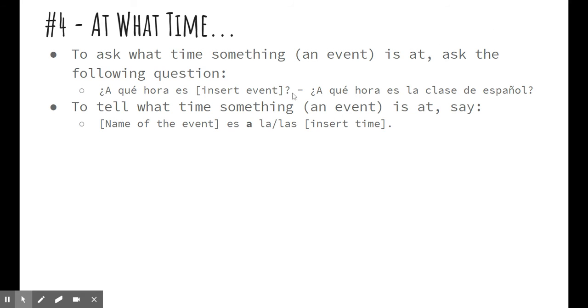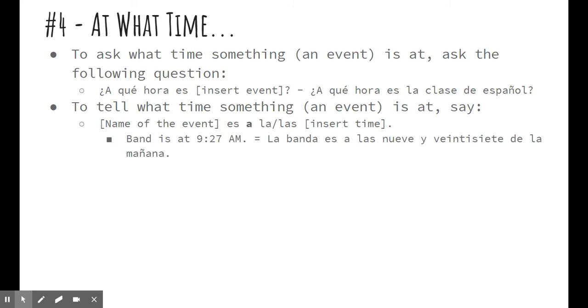The a there, just a reminder, that is really important. That is the at. So normally a means to, except with time. Time, it can mean at. You're going to match the la or las with the time. So if it's a 1 o'clock time, you're going to use la, and the other time it's going to be las. So band is at 9:27 a.m. La banda es a las 9:27 de la mañana.